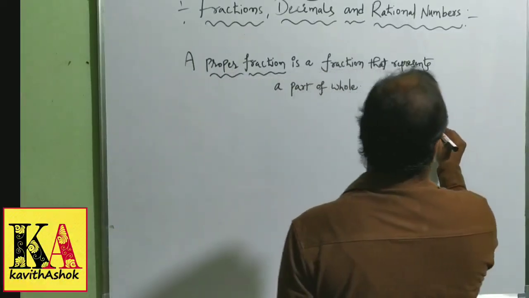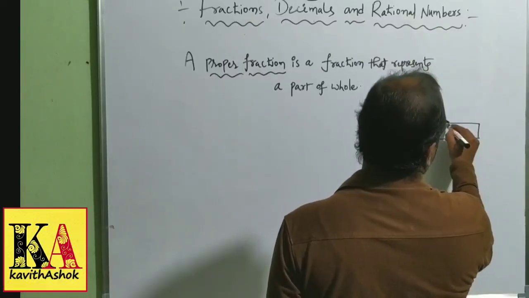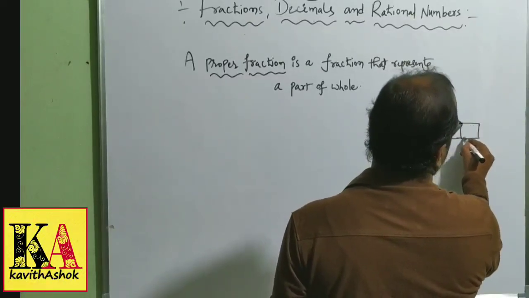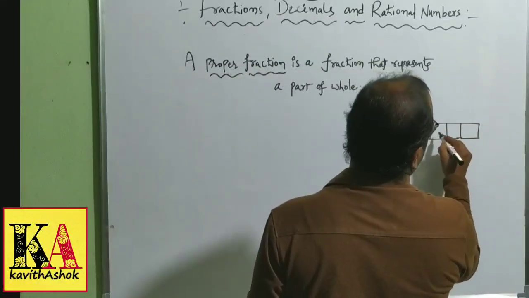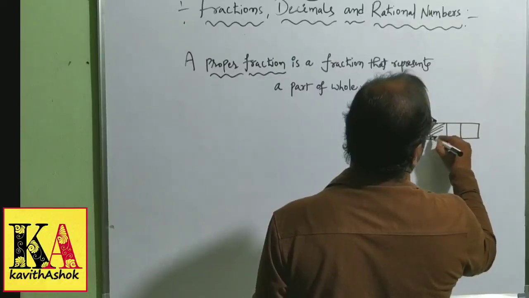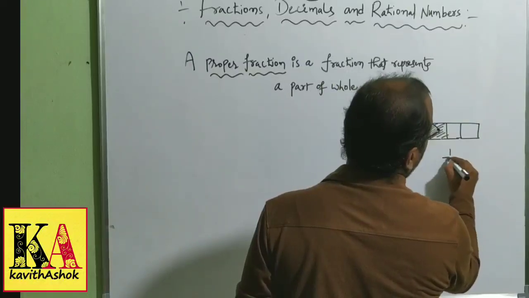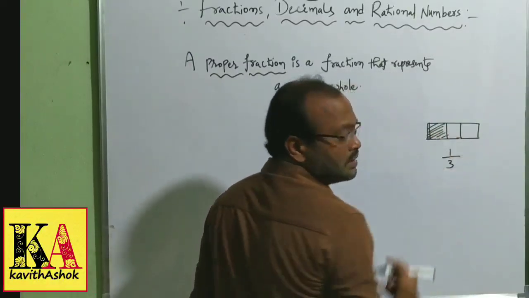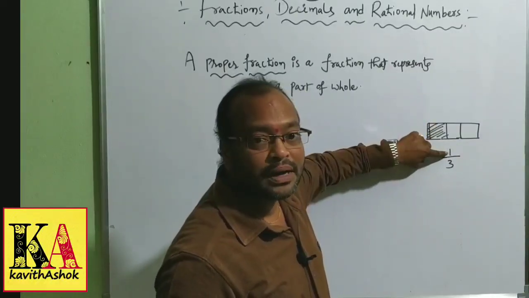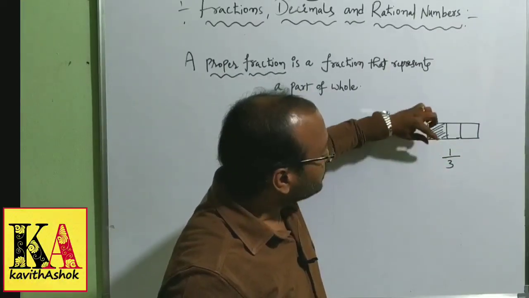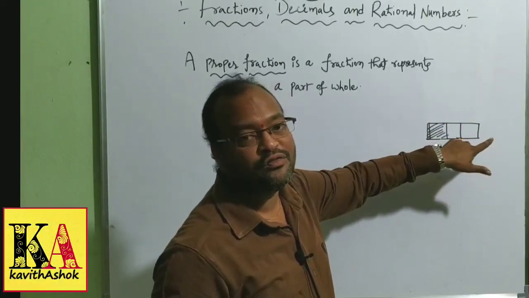Look here. Suppose this is a whole, meaning the total part. Here it is divided into 3 equal parts. If we share this, how can you represent it? This is nothing but 1 out of 3. Total 3 parts are there, and this shaded part represents one of the parts. This is 1 by 3. So 1 is a part of the total. This is a proper fraction.